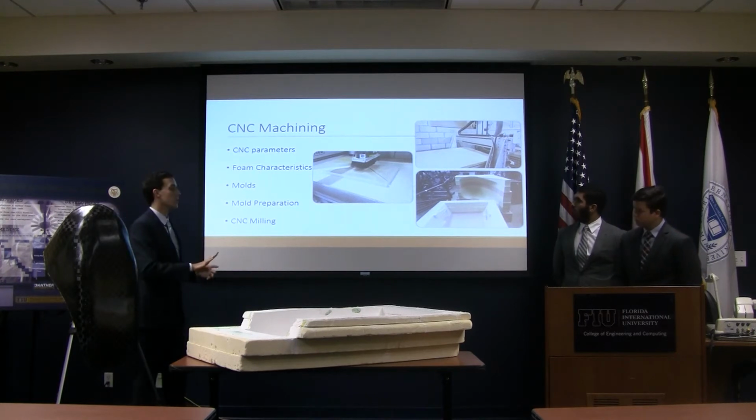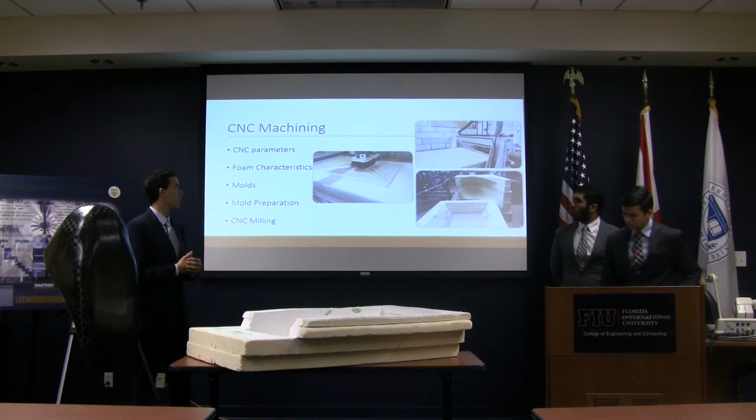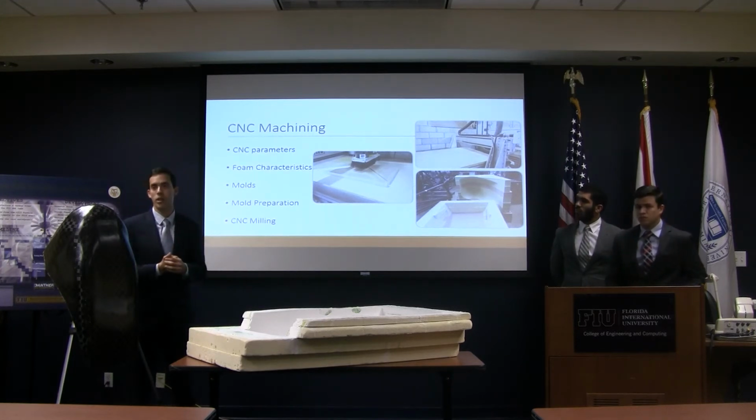For the CNC machining process, we had to take into consideration the CNC parameters that were provided with the machine that we used. We had a work area of 4 feet by 8 feet, and the CNC machine cut down 11 inches in depth. Even though it was able to cut down 11 inches in depth, we were only able to cut down 3 inches because of the drill bit that we had available to us in the shop.